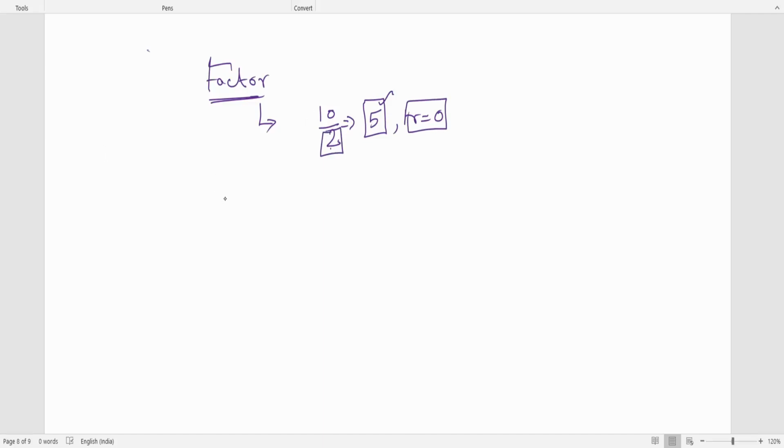Or we can also define it as 10 divided by 2 is equal to 5. You can say that in the 2 table you'll get 10 as one of the values. 2 into 5 is equal to 10. So if the numerator belongs to the table of the denominator, then the denominator is a factor of the numerator.